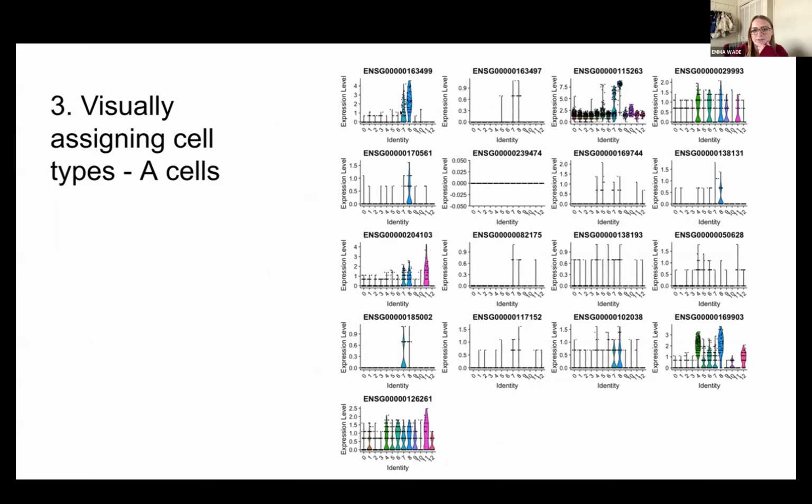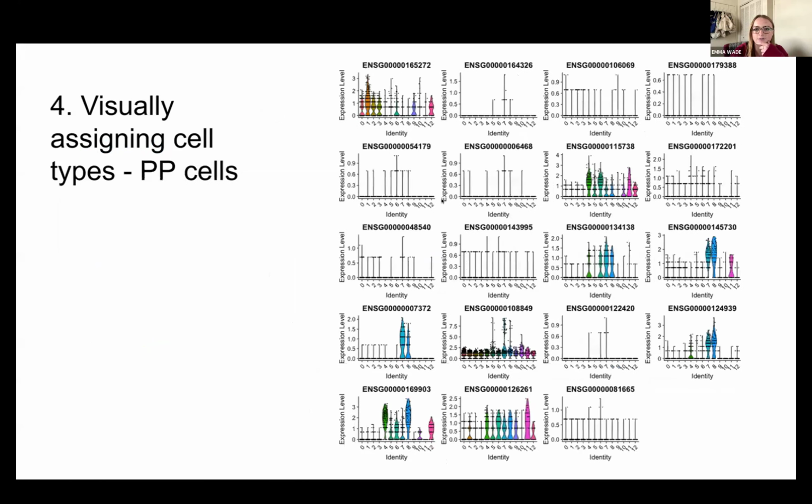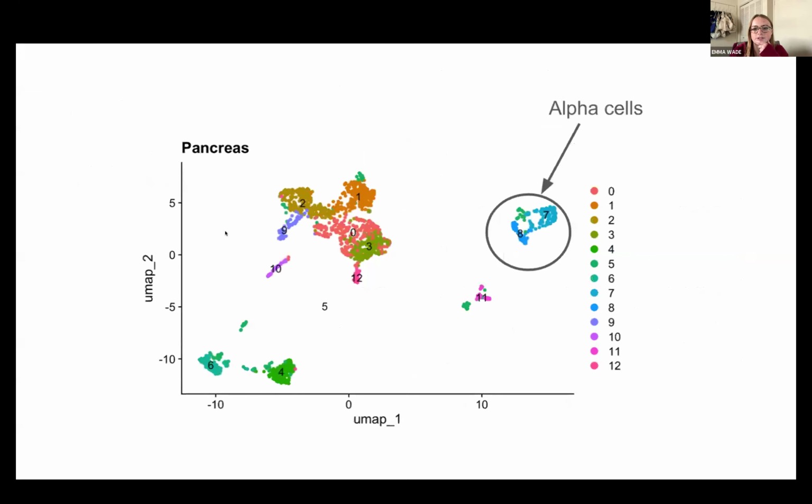I came to the conclusion that clusters 7 and 8 were the most likely to be A cells. There are a few genes where they were the only cells with these genes being expressed. And for the PP cells, I didn't come to a conclusion that there were any PP cells based on this evidence, but I might go back, refine the settings a little bit, and then rerun this analysis. So this is where I think the alpha cells are. And that's mine.